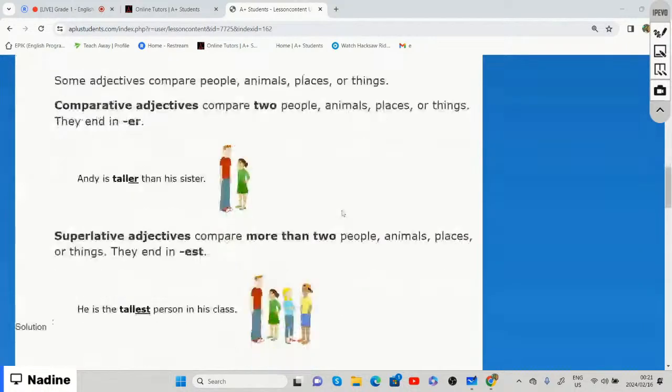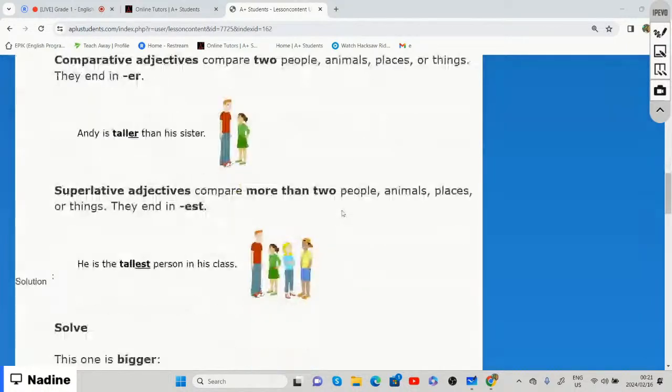And then we said we have the superlative adjectives, which compare more than two people, animals, places, or things, and they end in est. For example, he is the tallest person in his class. So which means that we're not just comparing him to someone else, we are comparing him to the whole class.